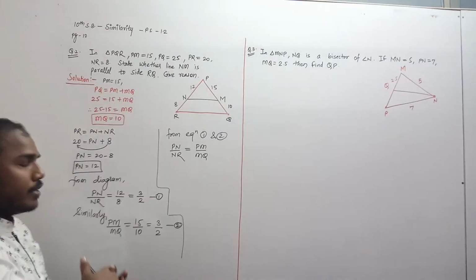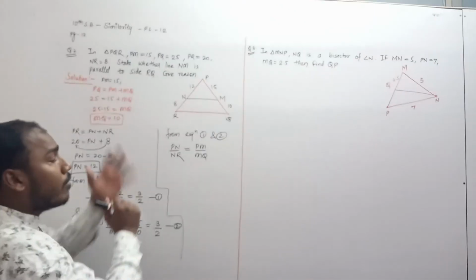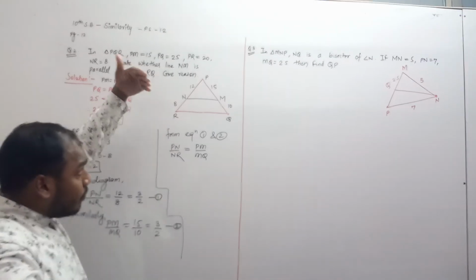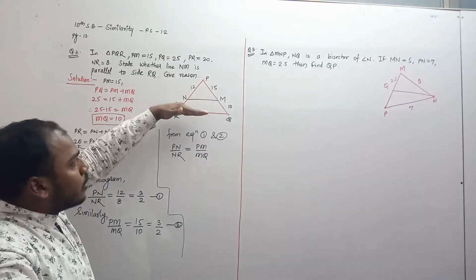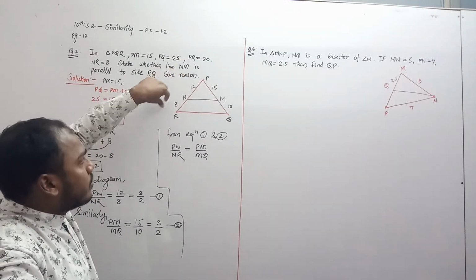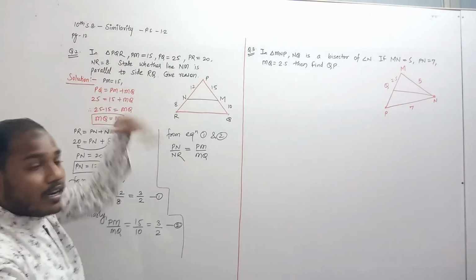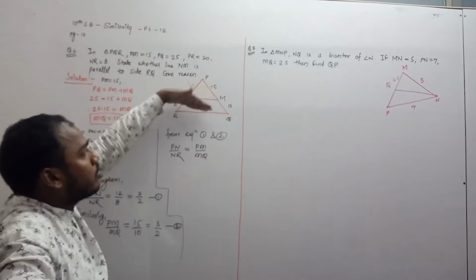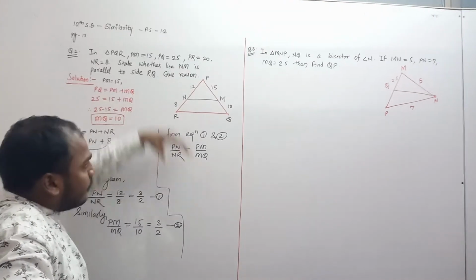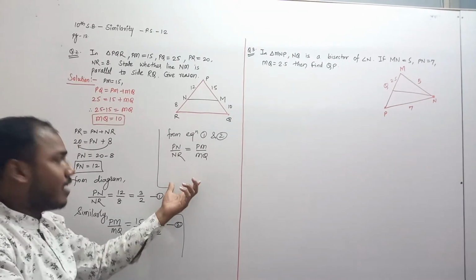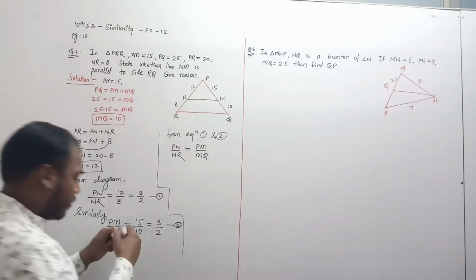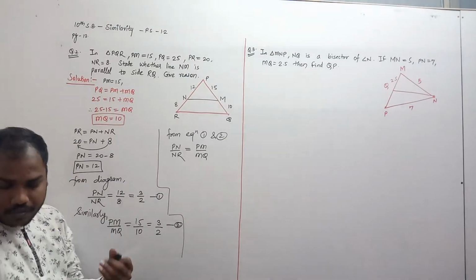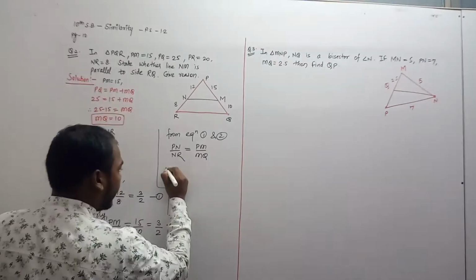What is the difference between the BPT and the converse of the BPT? In BPT, they have given that this line is parallel to this side, and we have to prove the ratios are equal. But in the converse of BPT, they have given that the ratios are equal, and we have to prove the two lines are parallel. Now we have these ratios equal, so this comes under the converse of the BPT. So we write as the reason: by the converse of BPT.